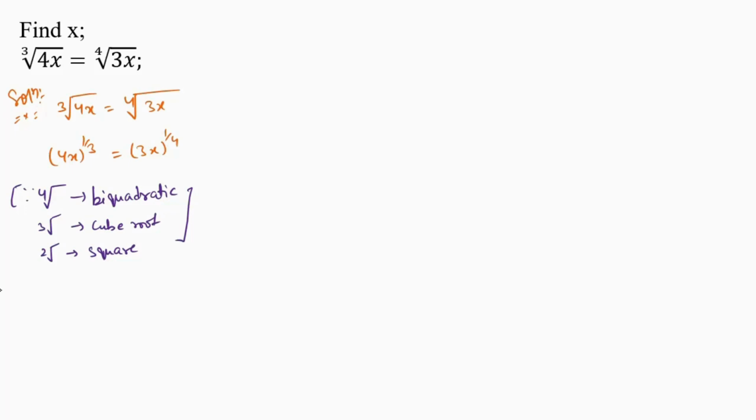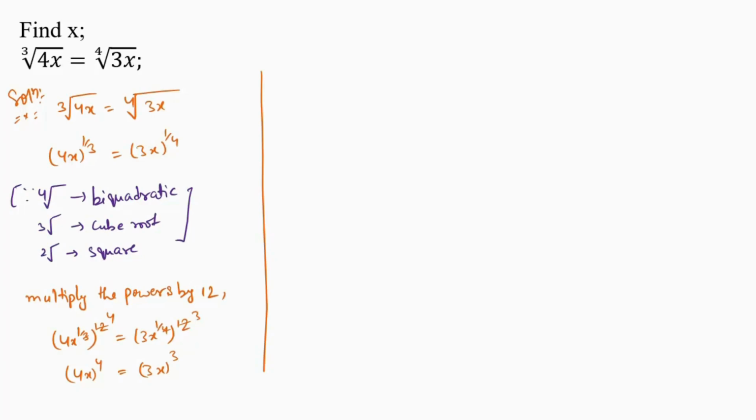Now let's multiply the powers by 12 on both sides. We get (4x raised to power 1 by 3) times 12 equals to (3x raised to power 1 by 4) times 12. Now 3 times 4 equals to 12. 4 times 3 equals to 12. So we get (4x) raised to power 4 equals to (3x) raised to power 3.